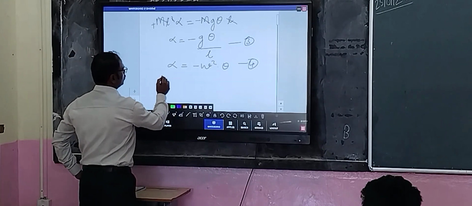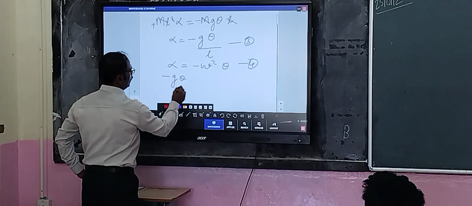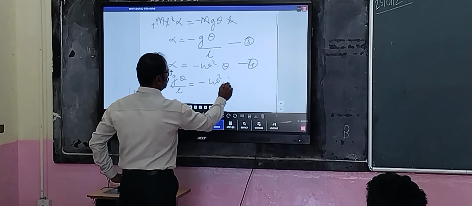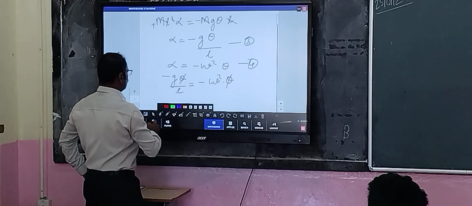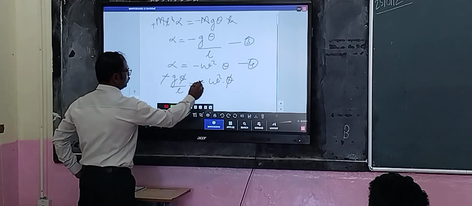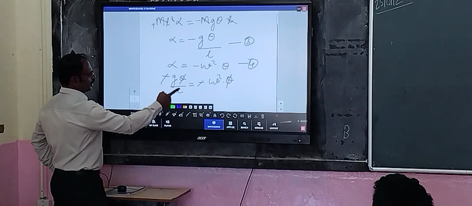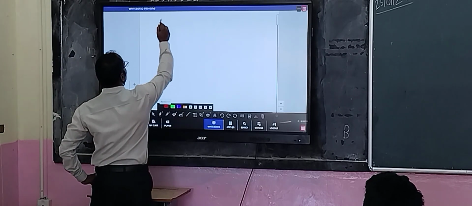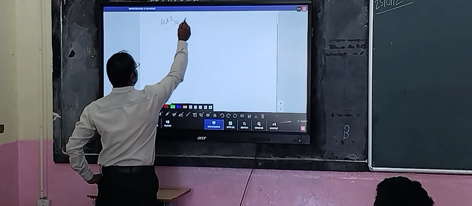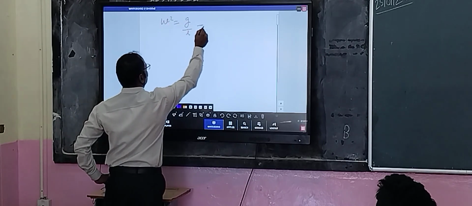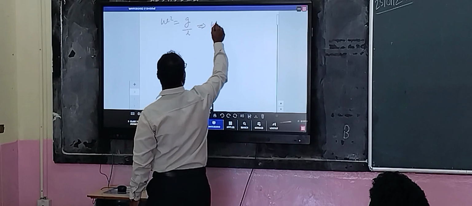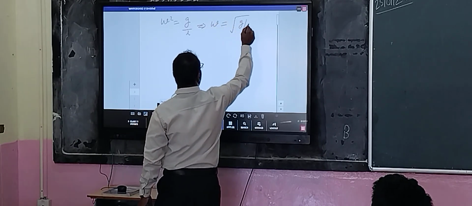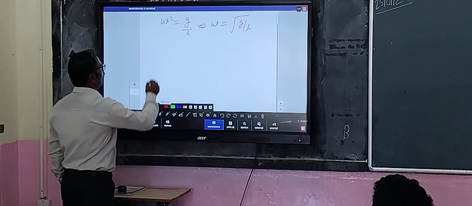So what will we get? Minus g theta by L is equal to minus omega square theta. We can cancel theta and also the minus. Finally we will get omega square is equal to g by L, which implies that omega is equal to root of g by L.